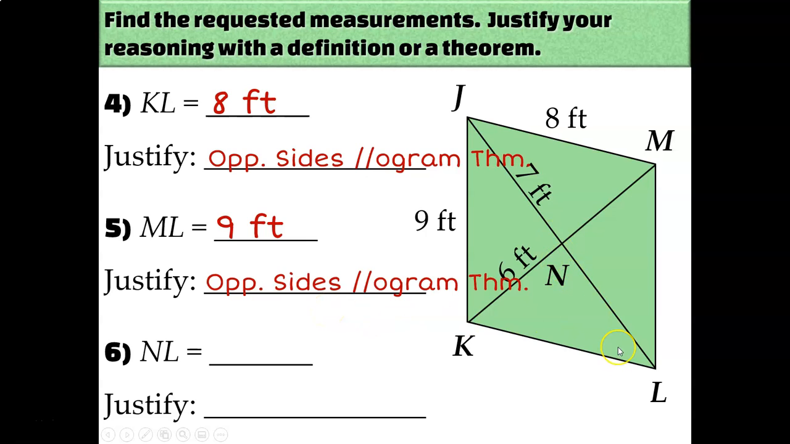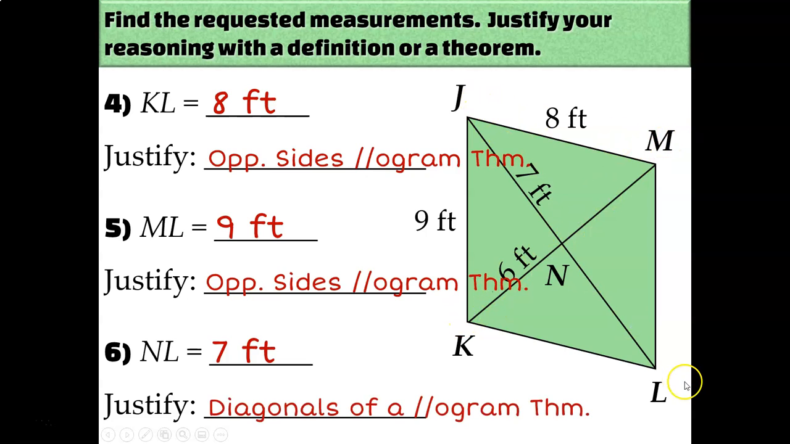And what about NL? Well, it would have to be 7 feet because that's the length of the other part of that diagonal. Since the diagonals of a parallelogram bisect each other, I know that KM cut JL in half. So since half of JL is 7, the other half, NL, must also be 7.